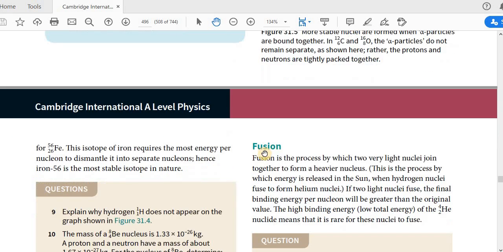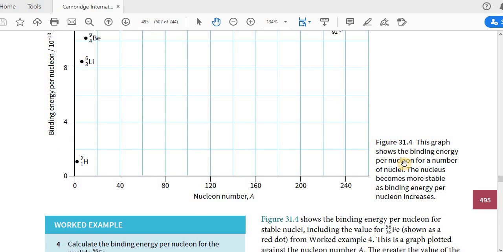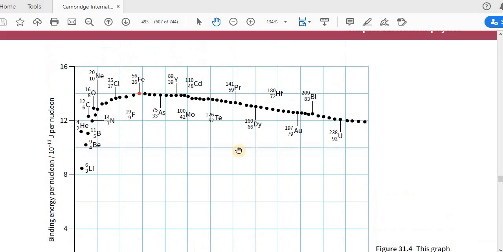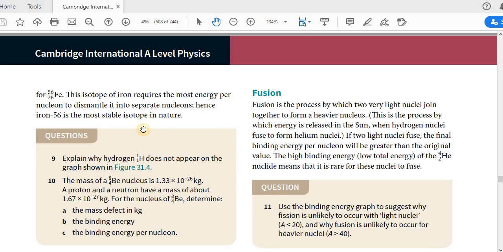You should know this. So that is the pattern. Okay, you have to understand this graph, very important. This graph shows the binding energy per nucleon for a number of nuclei. The nucleus becomes more stable as the binding energy per nucleon increases. So iron has the highest, therefore it is the most stable, and that's why you can see over here, hence iron 56 is the most stable isotope in nature, and therefore iron requires the most energy per nucleon to dismantle it into separate nucleons, because the binding energy for it is the highest.